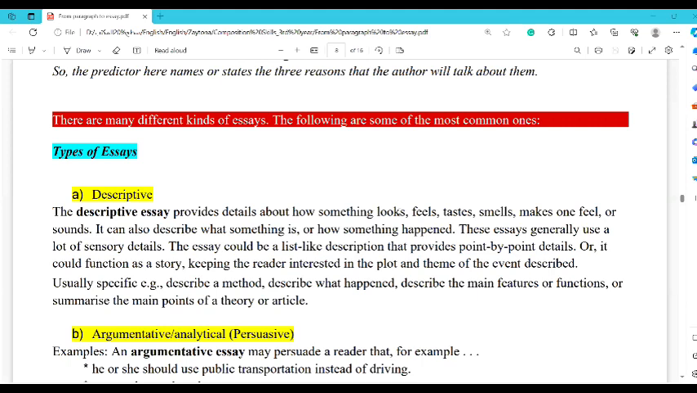When I ask you to describe your favorite place, is this type a descriptive essay or not? What do you think? Yes. I think not descriptive.